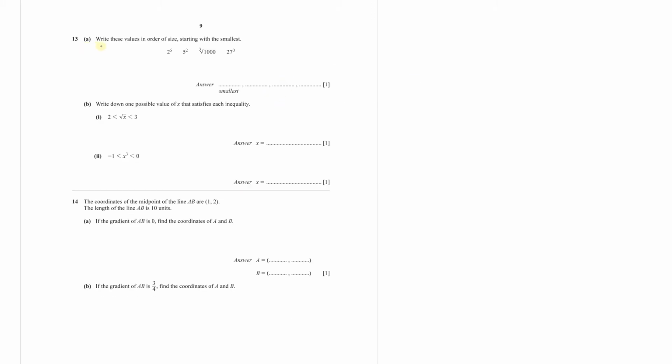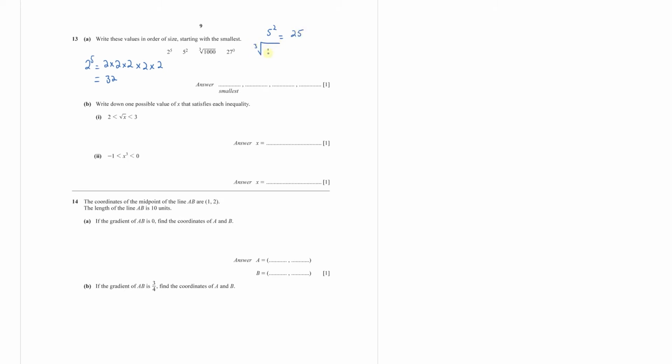So question number 13 is write these values in order of size starting with the smallest. So you have to order them from smallest to largest. We can actually compute the values represented by each of these. So 2 to the power of 5 means 2 times 2, 5 times, like this. 2 times 2 is 4, 4 times 2 is 8, 8 times 2 is 16, 16 times 2 is 32. And then, let me write here, 5 squared is 25.